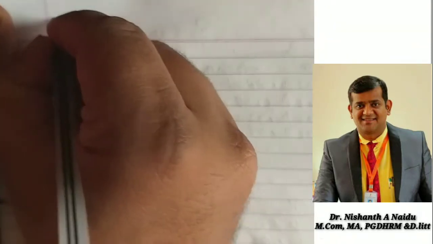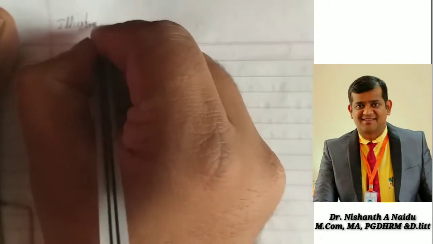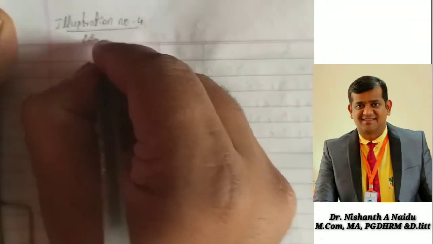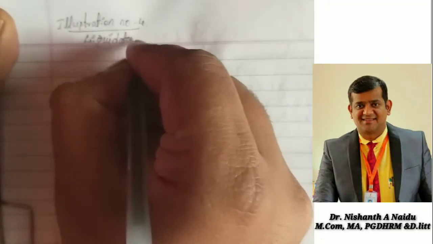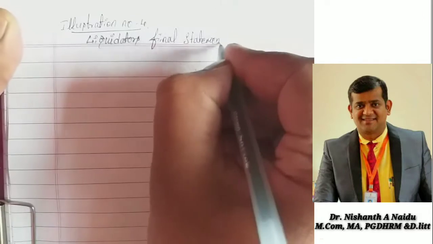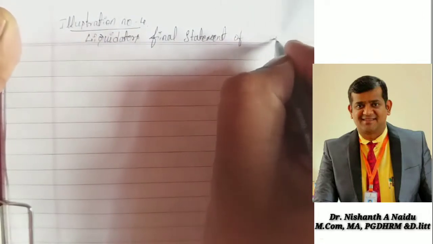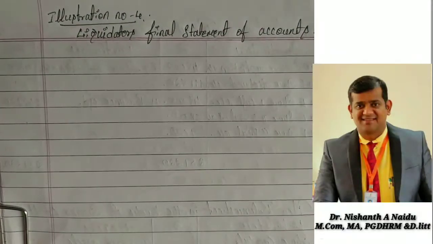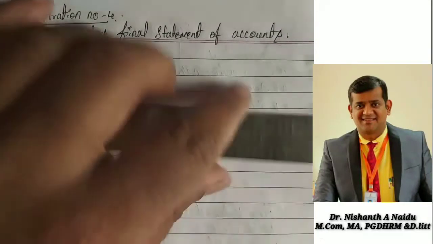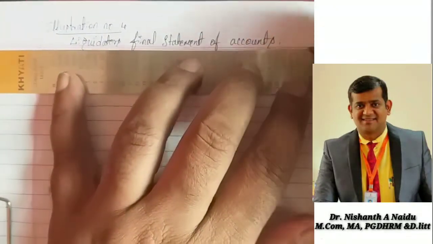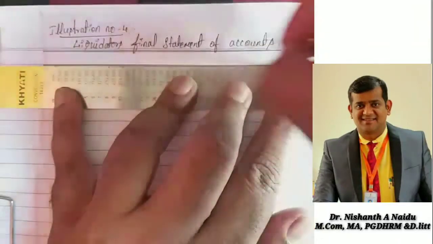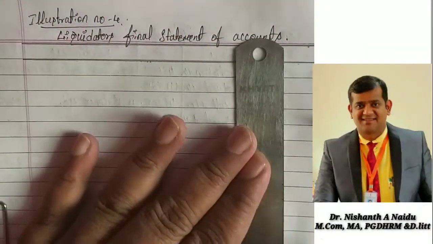Okay, so that is illustration number 4, correct? Yes, what are we going to prepare? We are preparing the liquidator's final statement of accounts. Okay, so let us begin the solution part. First we have to draft a table. It is going to be a normal ledger entry type of table that you have to draft.